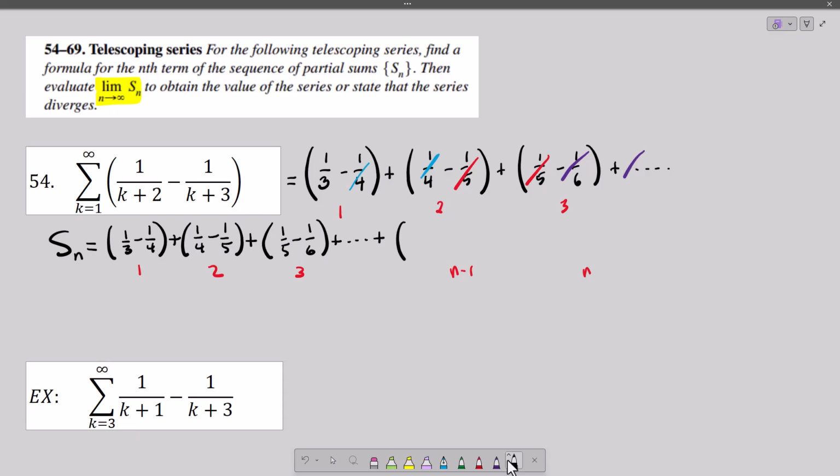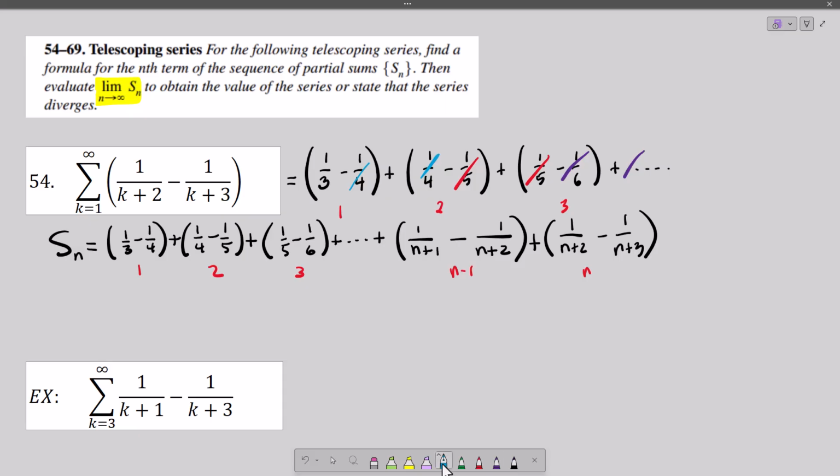So, let's plug in n minus 1. So that's our k value. These are the k values in red. So we're plugging in a k value of n minus 1. When we plug in n minus 1 there, n minus 1 plus 2 is going to give us n plus 1. So 1 over n plus 1 minus, plug in the n minus 1 here, we're going to get 1 over n plus 2. Plus the nth term, we just plug in an n. So we're going to get 1 over n plus 2 minus 1 over n plus 3. That is S sub n. Looks terrible, but it's going to collapse.